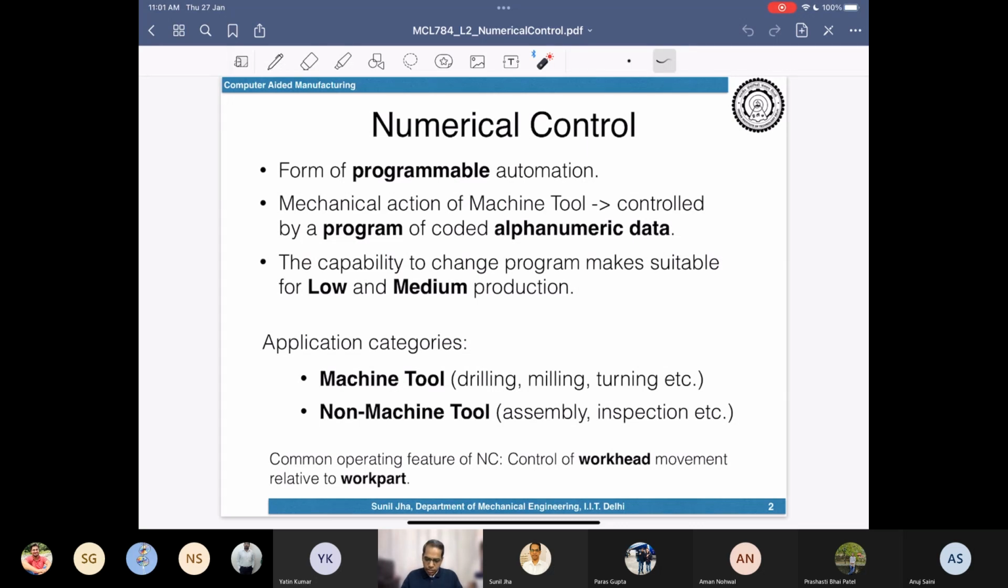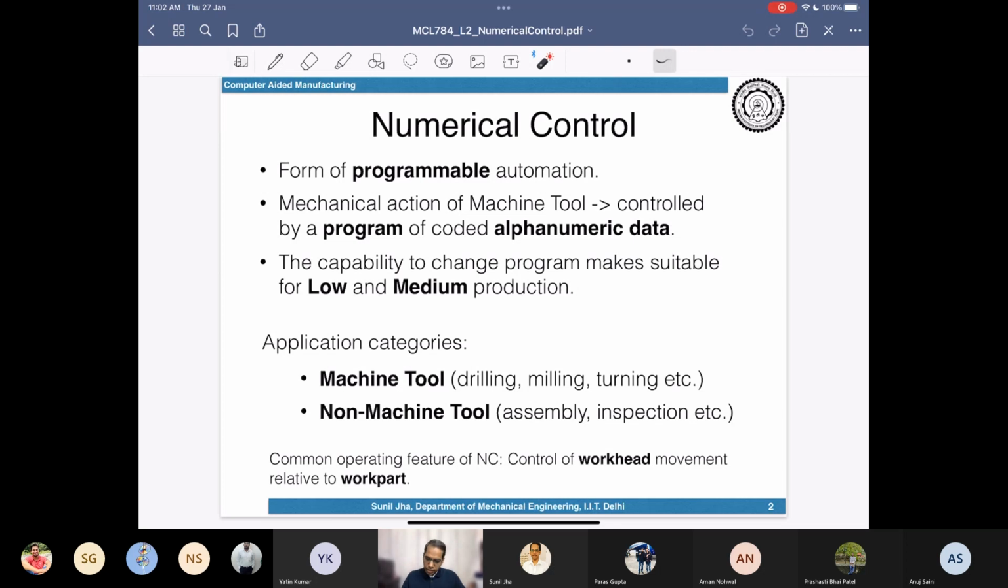In this case, the mechanical action of the machine tool is controlled by the program, as you have already seen, and this is a part program. We normally call it a part program because it's more related to CNC machining. And as we all understand, the part program is basically a kind of alphanumerical instructions. So you have some alphabets being used, and then there are certain numerical values you are specifying for different parameters.